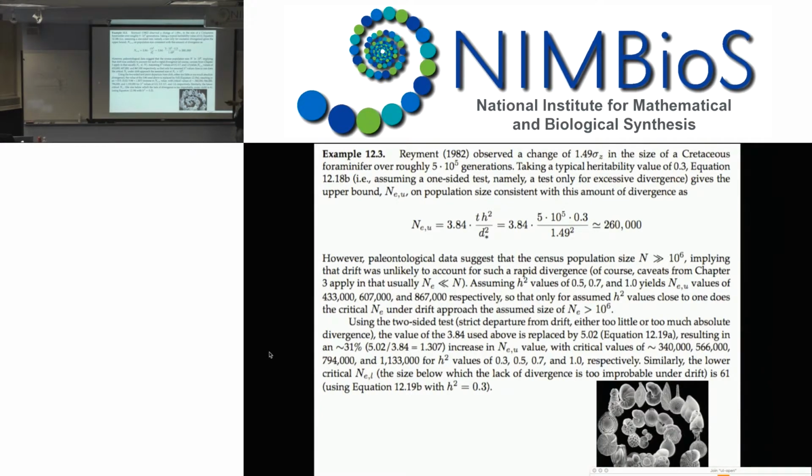Again, heritability has to get to be about 0.7 or bigger for that cutoff size to be within the range you think the actual population is. So the version based upon critical effective population size suggests that this amount of divergence is too much relative to drift.